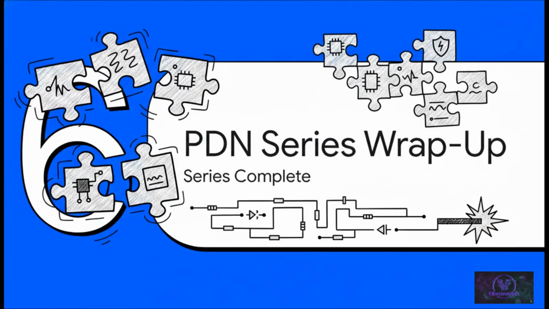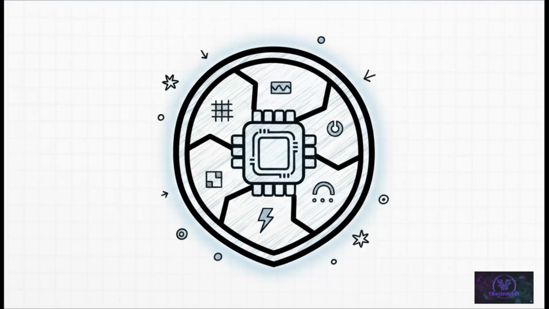Section 6, PDN Series Wrap-Up. We made it to the end of the series. Just take a quick look at the journey we've been on. We started with the foundational power delivery network and PG grid. We explored the intricacies of power gating and low power cells. We mathematically modeled our voltage drops with IR analysis. We learned to protect our wires from degrading via electromigration, shielded the chip from electrostatic discharge, and today, we finally conquered the transient threat of inrush current.